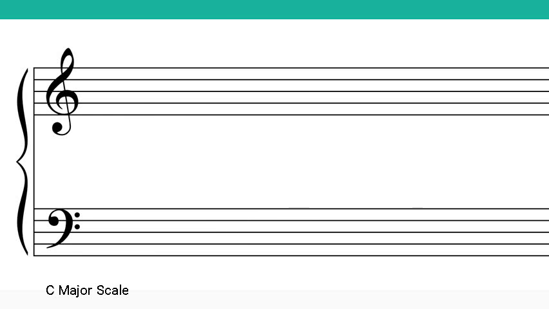Now the last thing I wanted to show you in this video is the C major scale, which again is sort of the center of our musical world. And I'm going to go through this kind of quickly. I'm going to let each pitch play so you can hear what it sounds like.